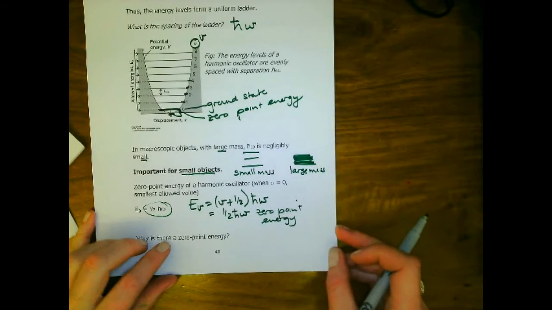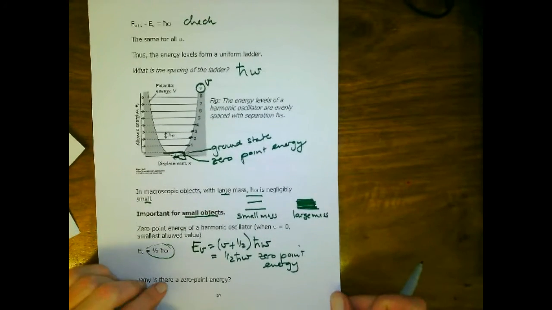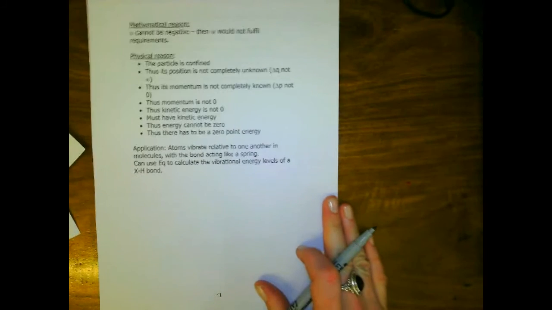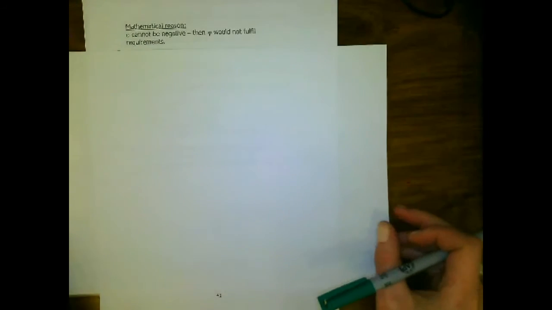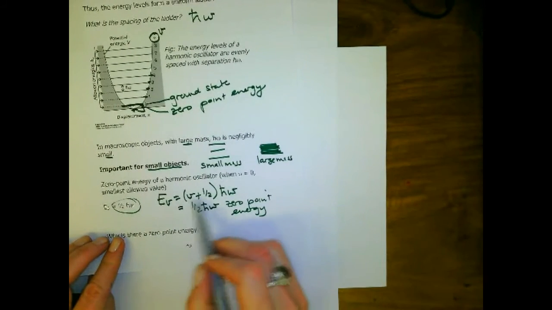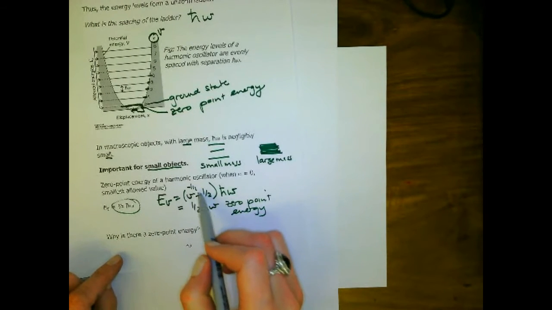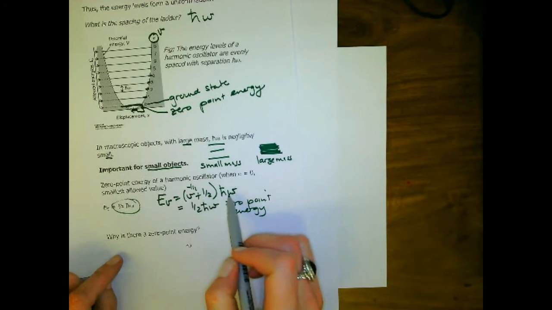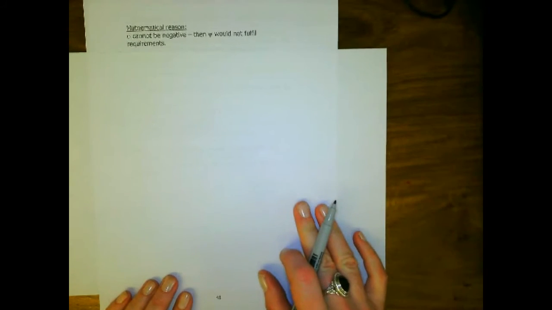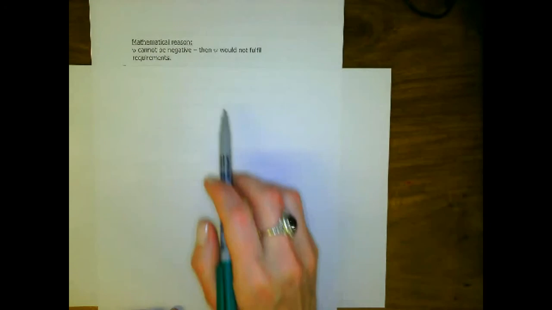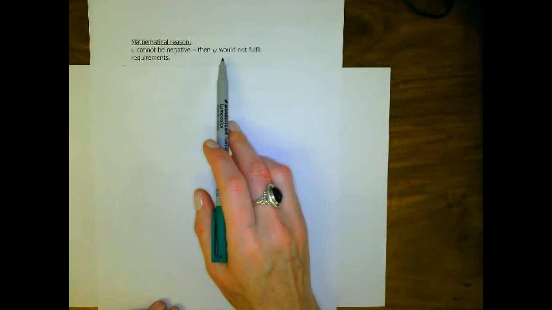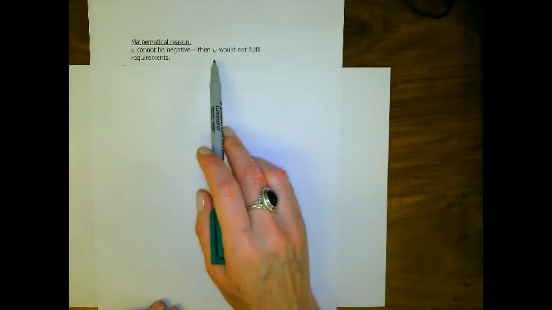So again, we can ask the question, why is there a zero point energy? Why can't the energy be equal to 0? Well, mathematically, if we look at this equation, to have an energy of 0, epsilon has to be minus a half, because minus a half plus a half will give us 0 times h bar omega, which would be 0. And we know that we don't allow epsilon non-integer values or negative values. So mathematically that's not allowed.